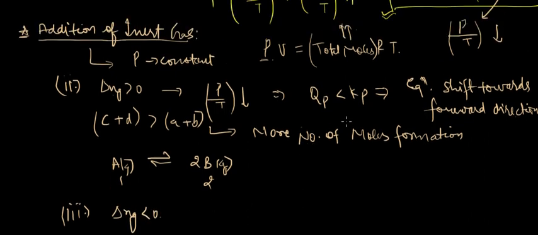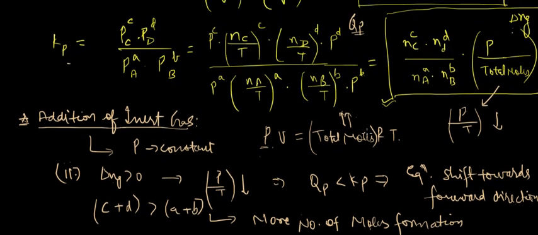Now when delta Ng is negative, we are adding more moles as pressure is constant. Hence the P by T ratio would also change. Here T is not temperature, T is total moles. So as the number of moles increases, the P by T total moles ratio is not increasing, it is decreasing rather. Now as the P by T moles ratio is decreasing, what will happen to Kp?